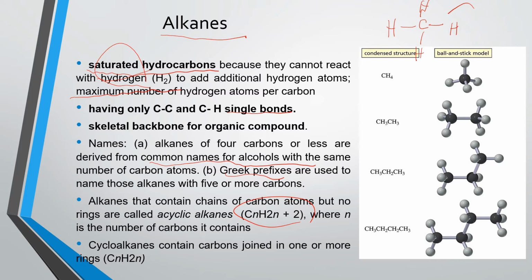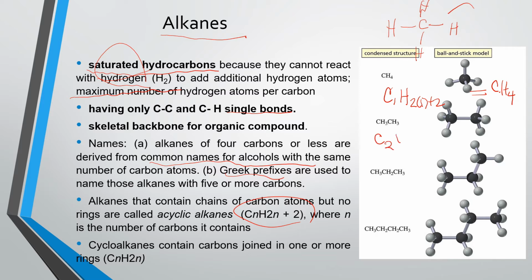So, meron tayong molecular formula. Let's say an alkane with 1 carbon atom. 1. Hindi na natin sinusulat yung 1, pero for discussion purposes, sulat na natin. So, H. Ilan kaya ang H niya? 2 times 1 plus 2. So, ibig sabihin, meron kang molecular formula na CH4. Tama?